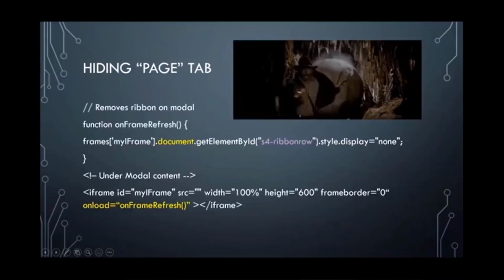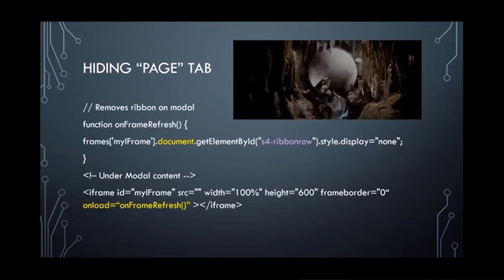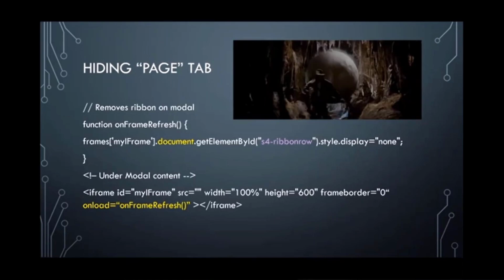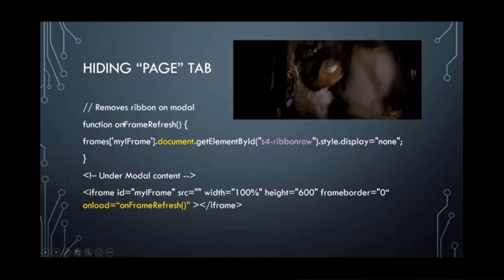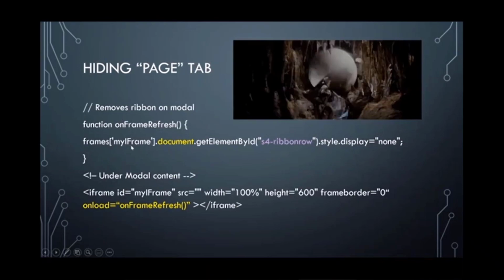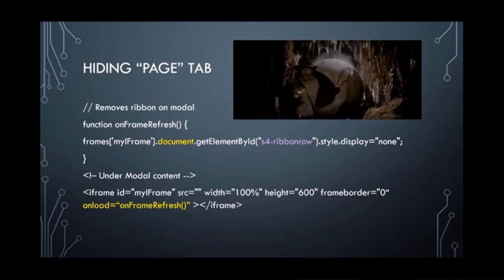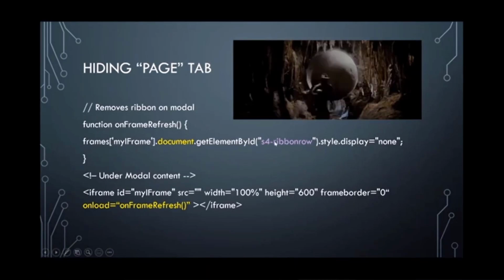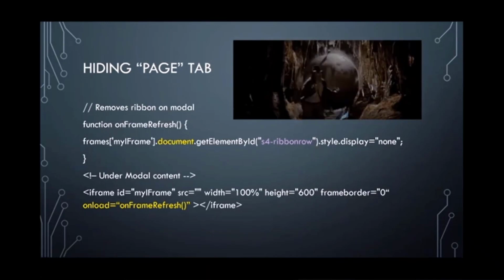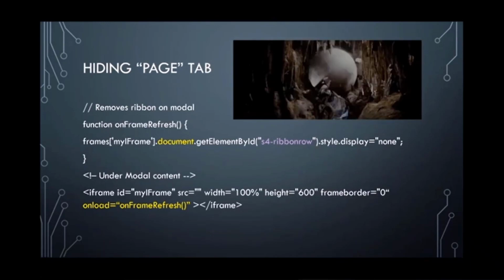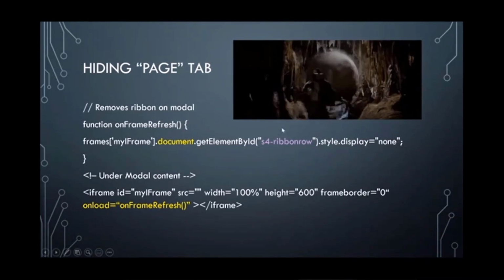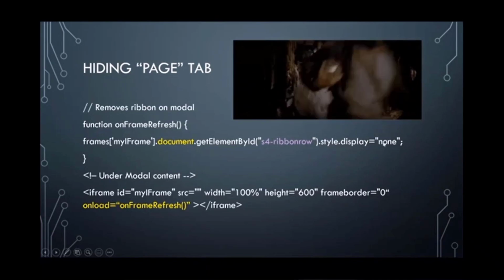The next part, hiding that pesky page tab, requires some more code. This was a little bit more difficult to get into. I created some more JavaScript functions. First was on frame refresh. This looks at the iframe that I created that actually creates that pop-up modal, and specifically it's looking at the S4 ribbon row. If I go to that page and do inspect element, that page tab was identified under S4 ribbon row. So that's why I indicate that, and then I want the display to be none.